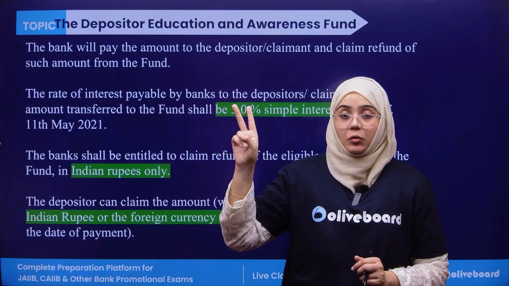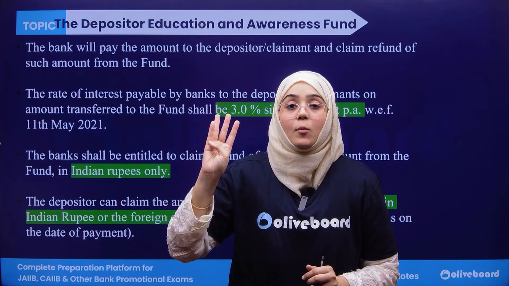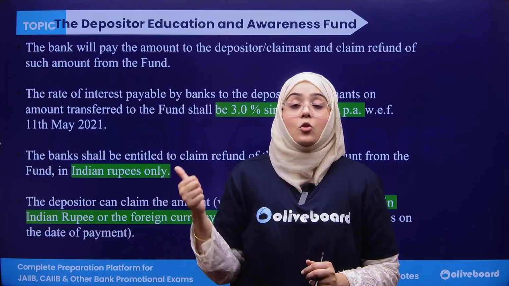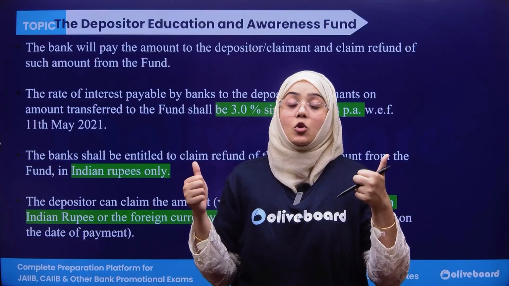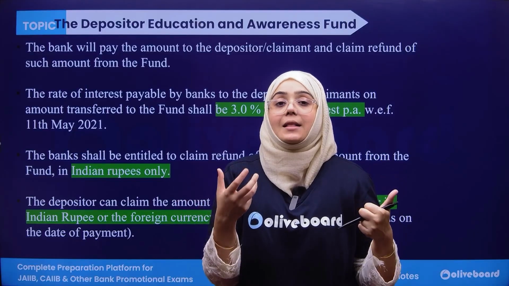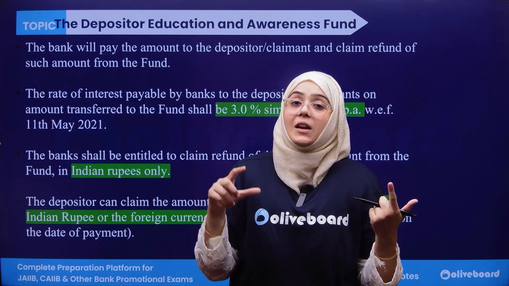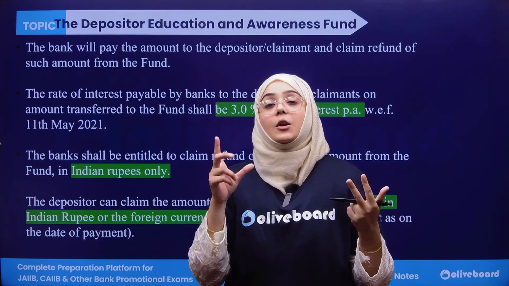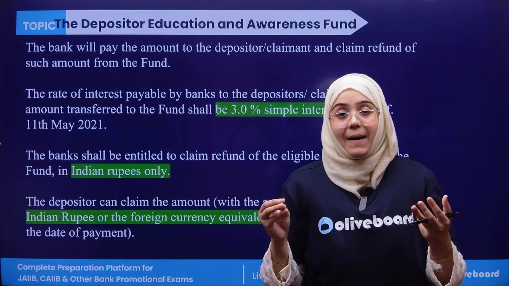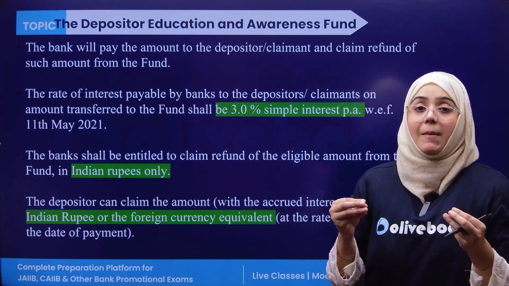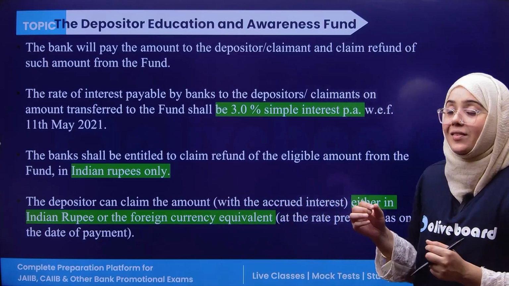Introduced by RBI in 2014, dormant deposits after 10 years are transferred to DEF. It is used for the promotion and the interest of the depositor. You can always reclaim back your amount from the DEF account. If you want that amount back, the bank should give you that amount. The bank can withdraw from the DEF only in Indian rupees, whereas the depositor can claim it back in Indian as well as foreign currency. The interest rate payable by the bank on the amount transferred to DEF is 3% per annum on simple interest.